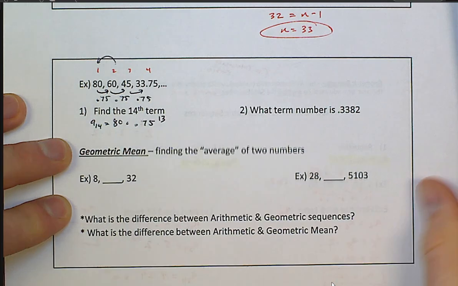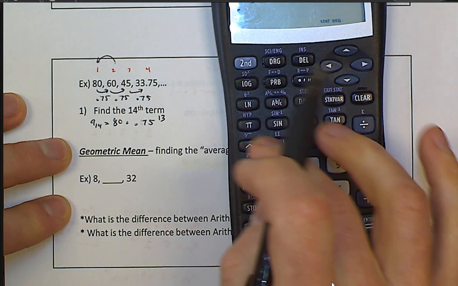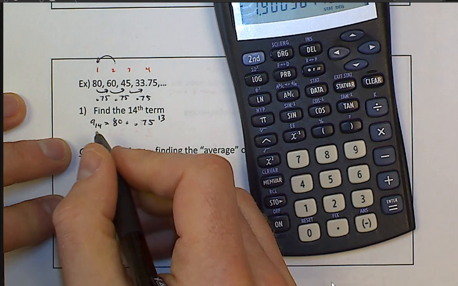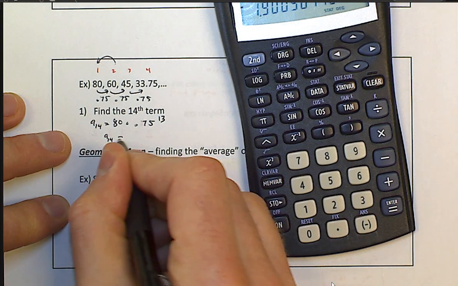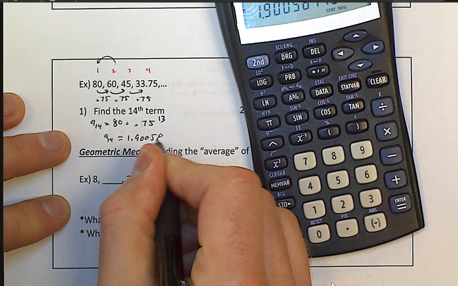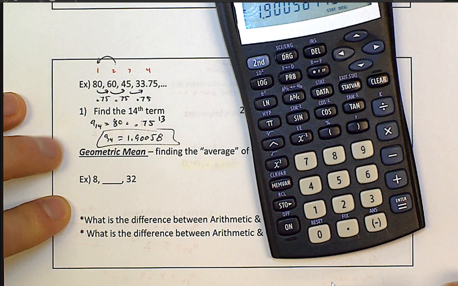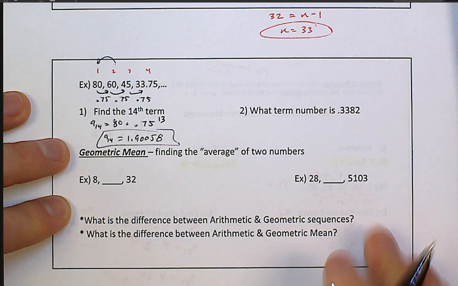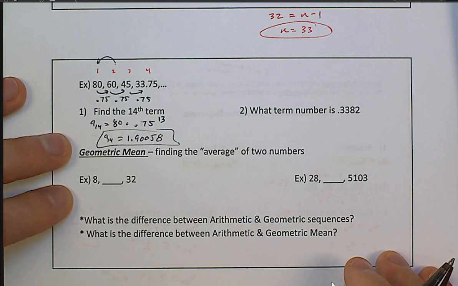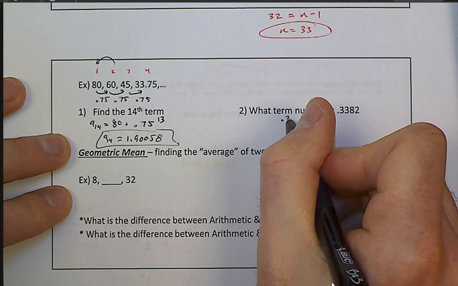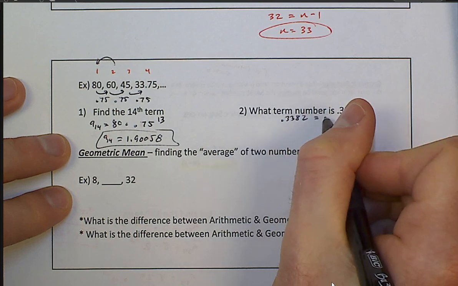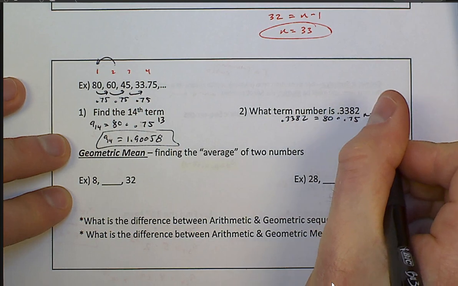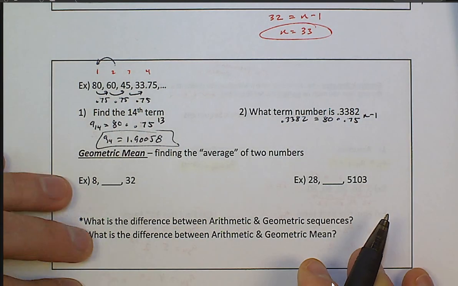So 0.75 raised to the 13th power, times 80, and I get the 14th term of 1.90058, and I'll probably be more specific on how I want you to round, but that's what we would have for our 14th term. What term number is 0.3382? Well, that's where we start. 0.3382 equals, I started at 80, I times that by 0.75 to the n minus 1. That's our explicit formula.